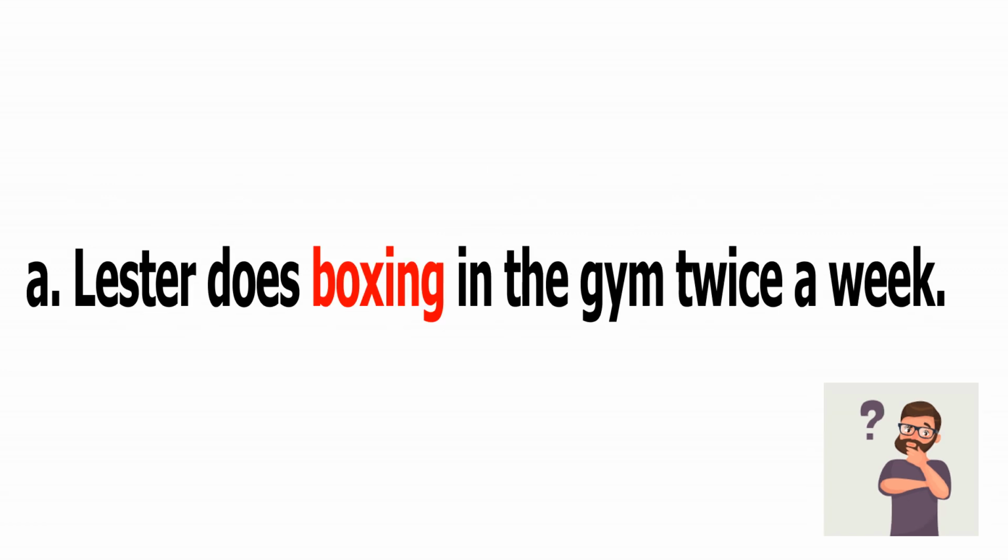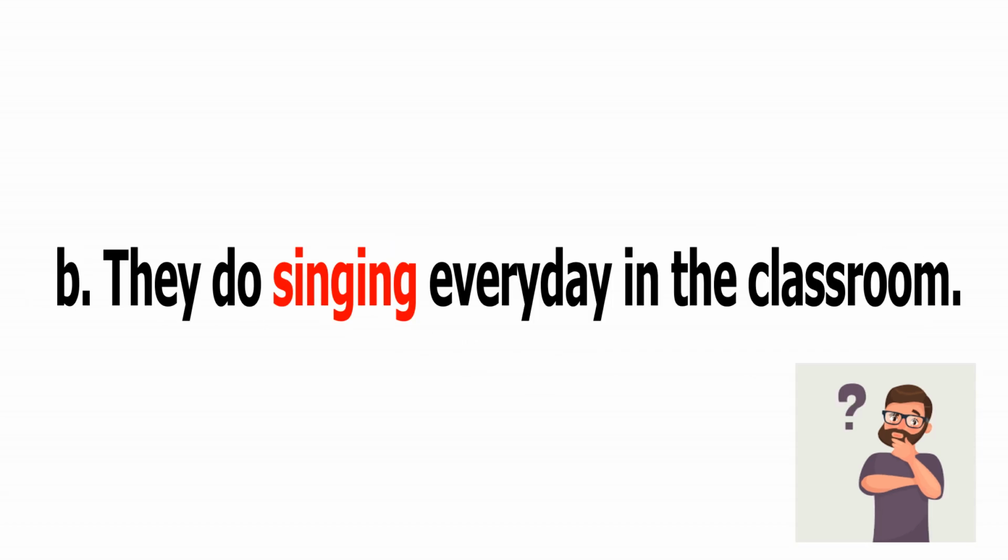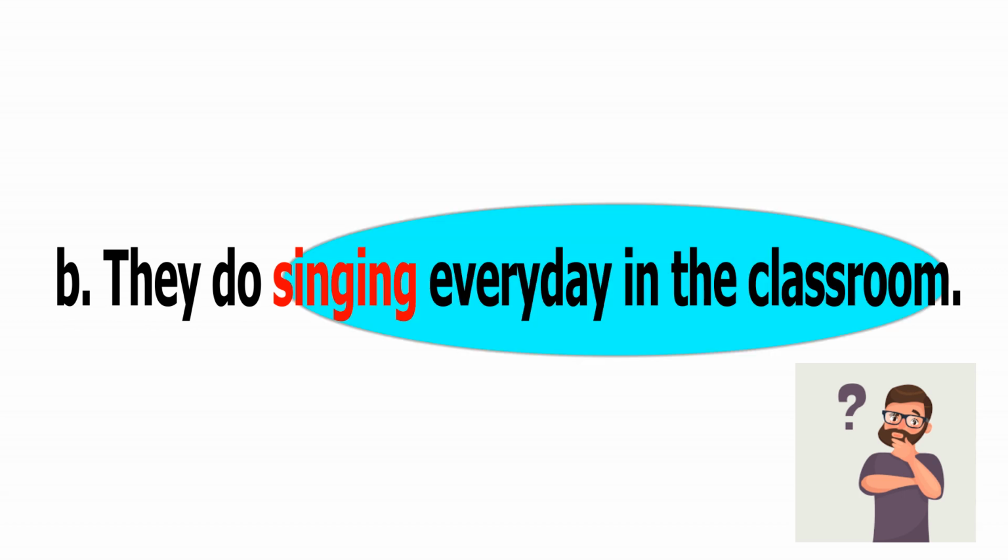In this example, our gerund is boxing that functions as a direct object because it answers the question what. Lester does what? So the answer will be boxing in the gym twice a week. In our second example, they do what? Of course, the answer will be singing every day in the classroom. That is the main reason why our gerund here is singing that functions as a direct object.